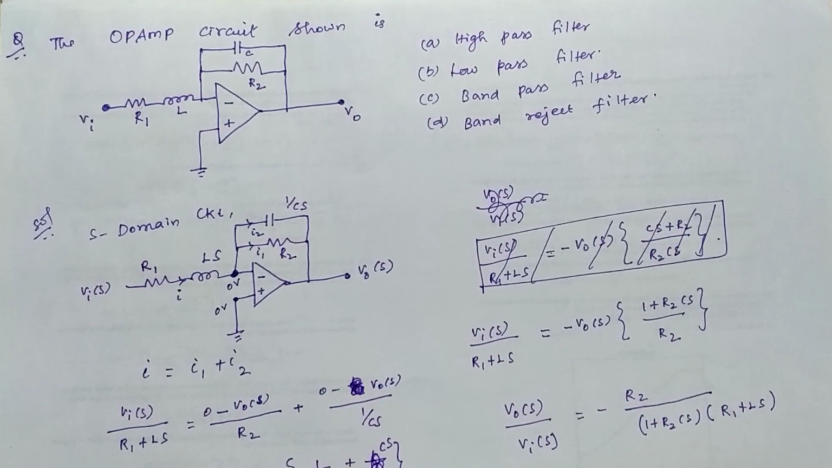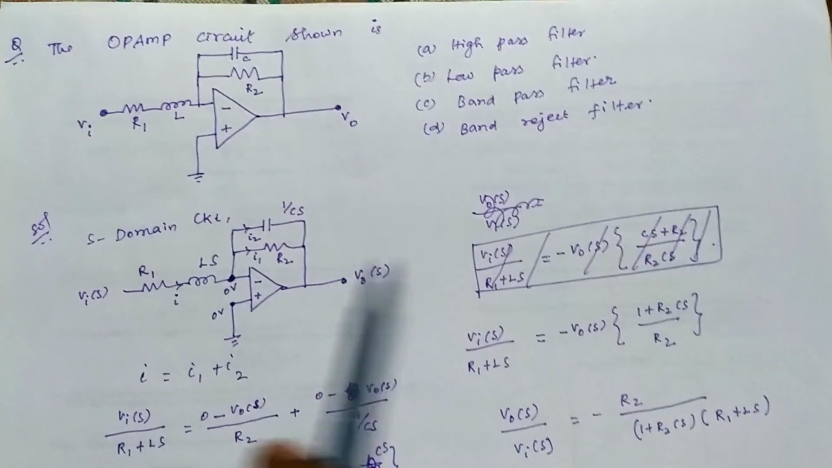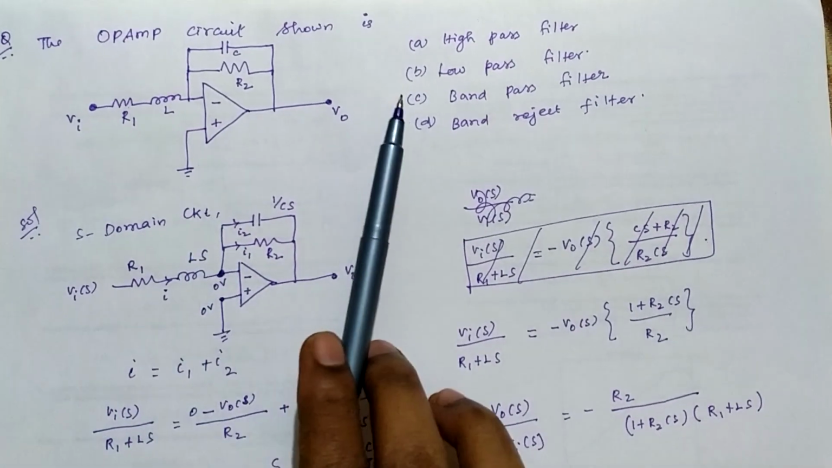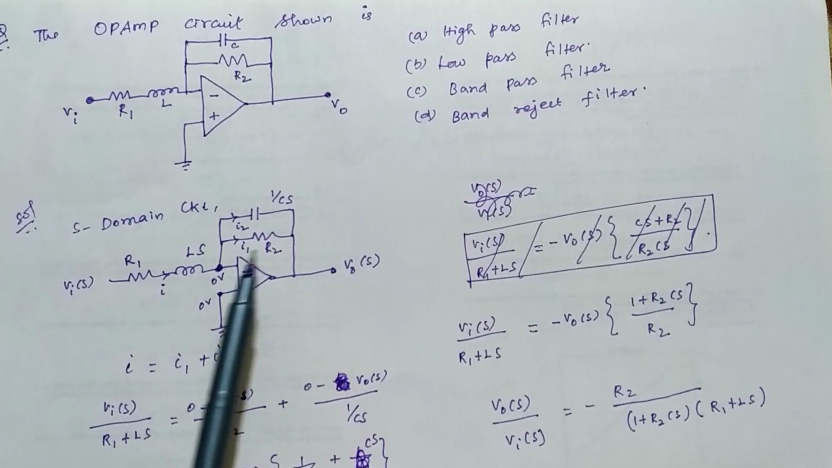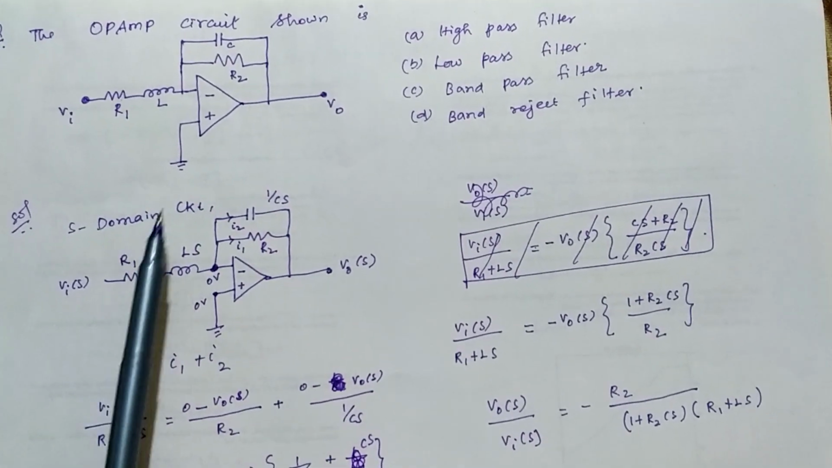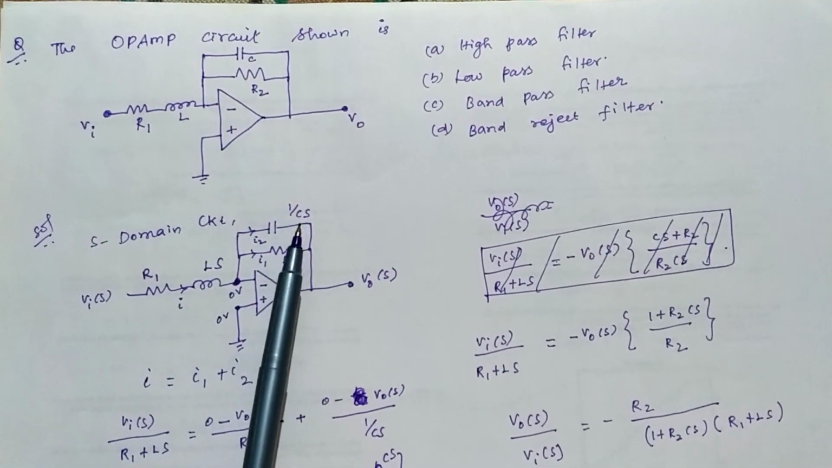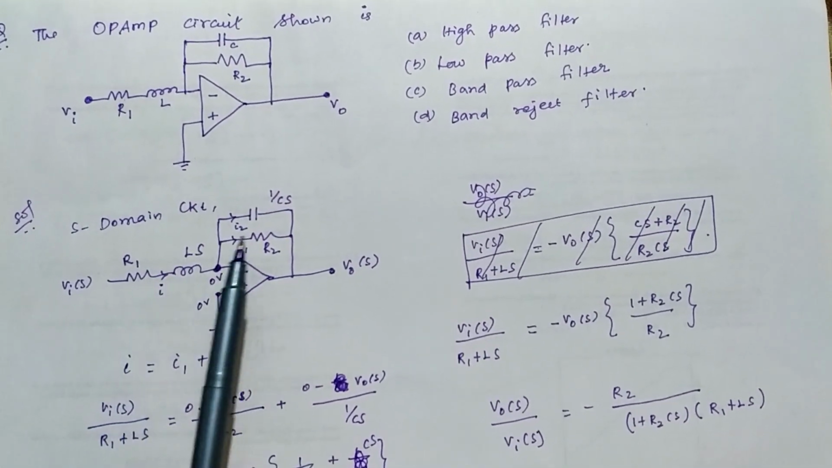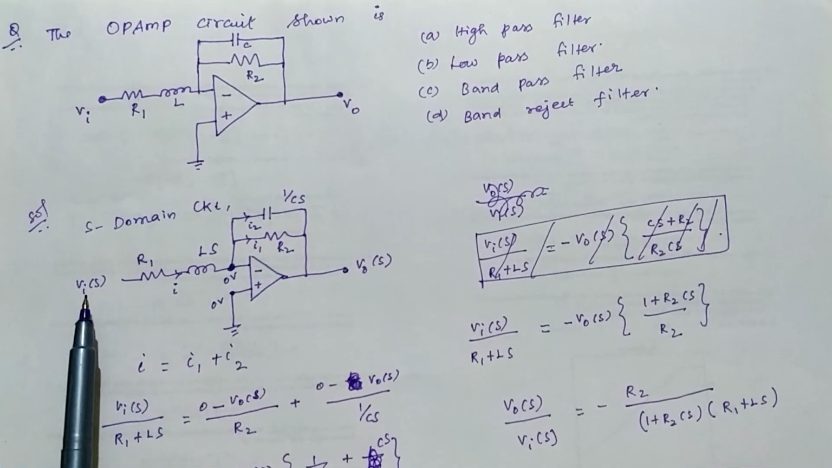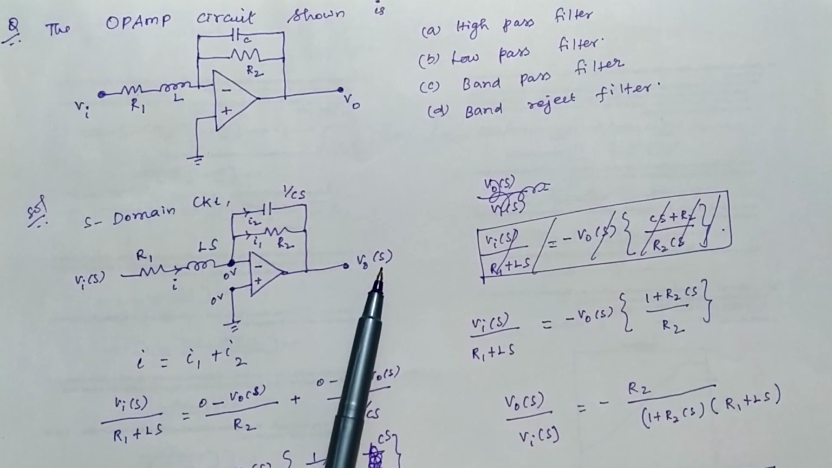The next question. For the op-amp circuit shown in the figure, find what type of filter it is. Four choices are given. Now convert this circuit into an s-domain circuit. Capacitor is 1 by Cs and inductor is Ls. Resistors have no change. Input is Vi and output is V0 of s.